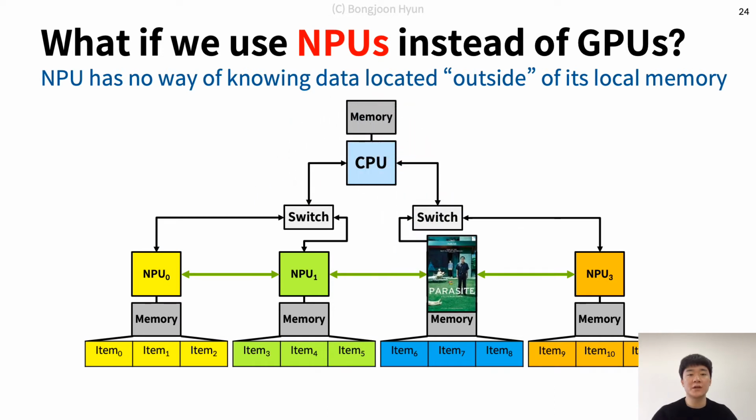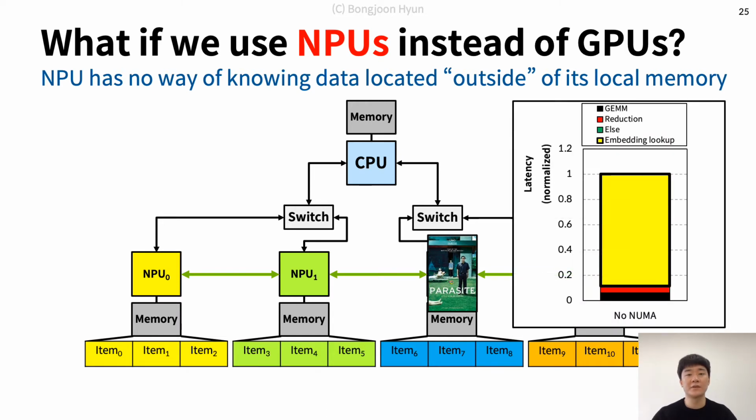Specifically, the CPU must first copy the embedding vector from MPU 0 into the CPU host memory. Then the CPU must again copy this embedding vector to the requesting MPU 2. All this process adds significant latency overhead, resulting in significant performance loss. Here, we show the results of breaking down inference latency into 4 categories: gem, reduction, else, and embedding lookup. Notice that the latency to gather the embedding vectors, colored in yellow, accounts for a much larger fraction of execution time than the GEMM execution itself, which is shown in black.